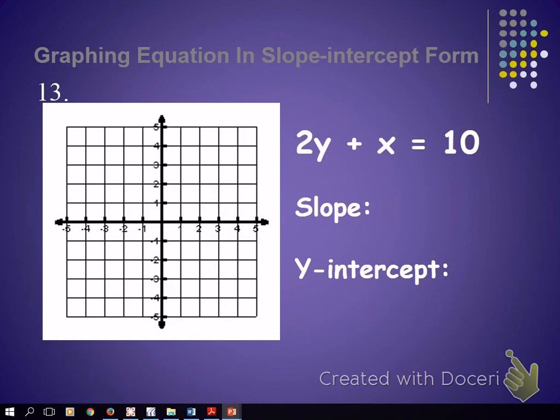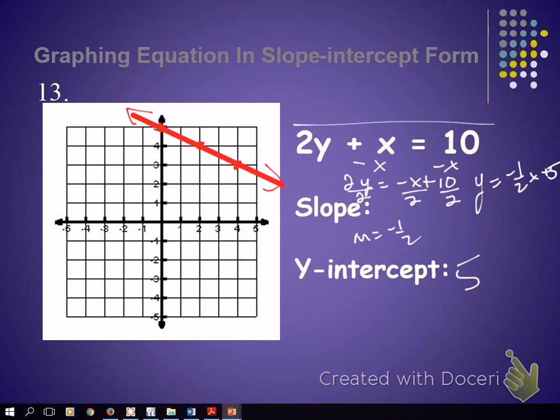Okay, last one here. Graph this, and I'll give you a little bit of a hint. This is not in slope-intercept form, so we got to get it there. Okay? But stop the video, give it a shot, and then start it back up, and you'll see what you should have gotten.